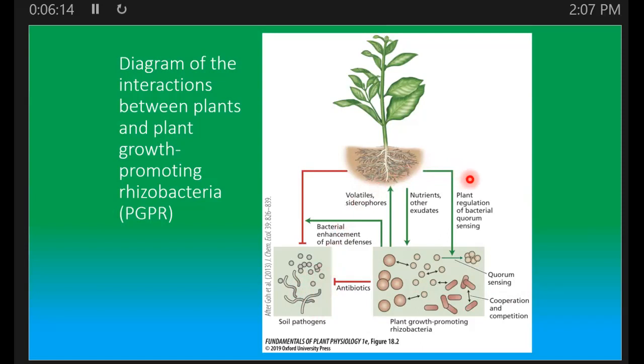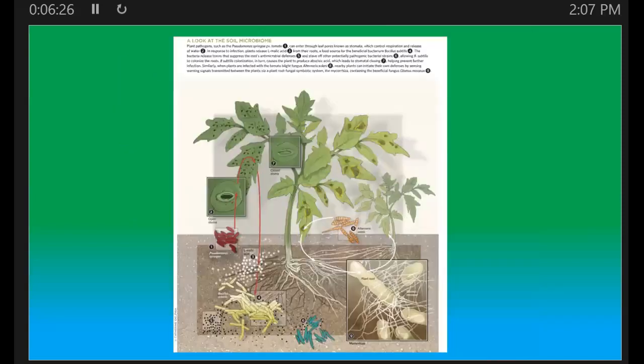You see also here that the plant is playing a role in quorum sensing. And so we talked a little bit about that before break as well, how the plant can certainly influence that whole process. So here's another example of a really kind of bizarre process in terms of the complexity here.